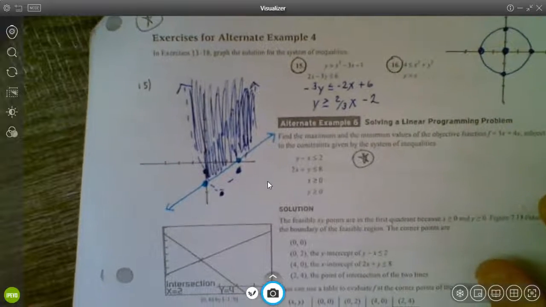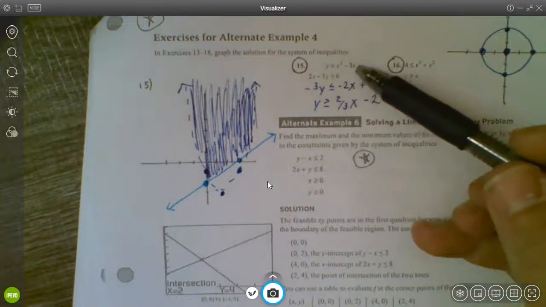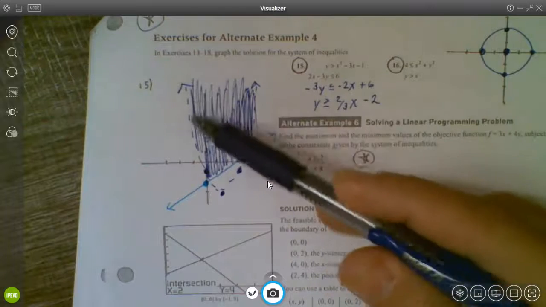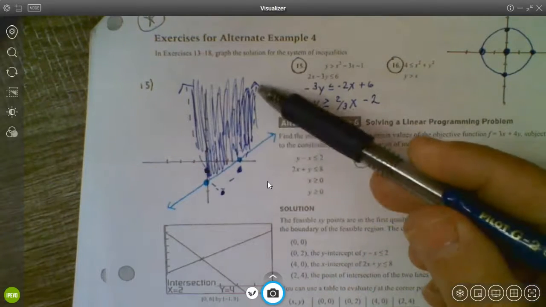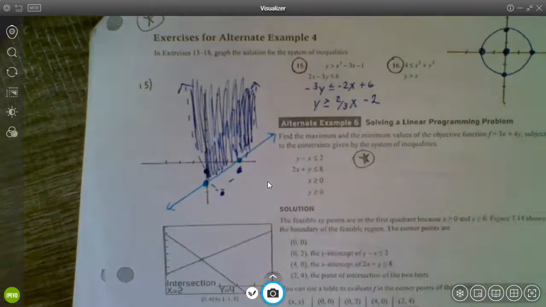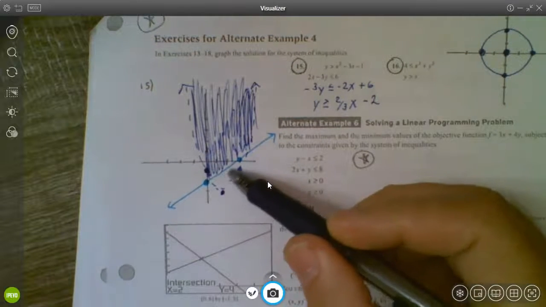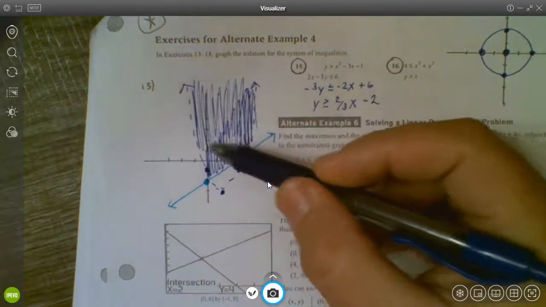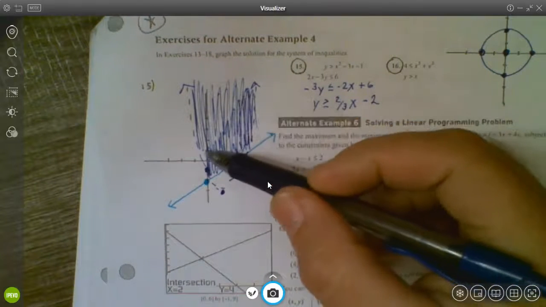So here was a case where I graphed this parabola and this line. The dark blue is the parabola, and the light blue is obviously the line, right? And on this one, if we shaded this correctly, you can see that it's not the interior piece right here that got shaded, right? It was what you're seeing on this darker shaded portion right here.